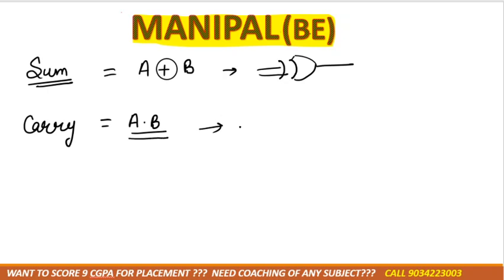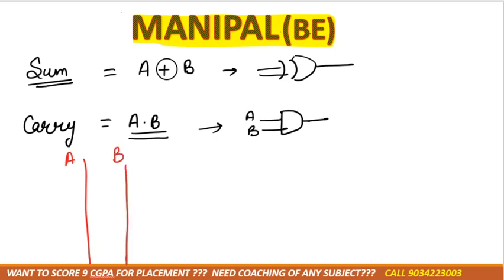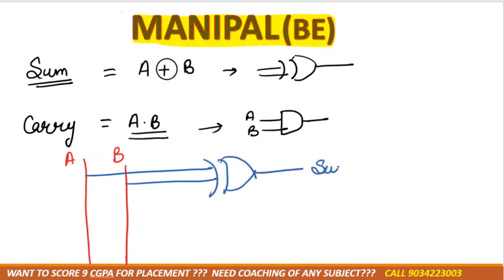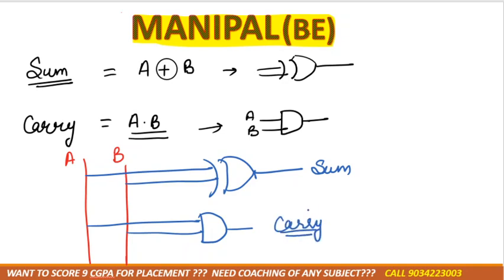This is the multiplication, so it is the AND gate, correct? And AND gate symbol is like this. So you can see that we'll have two inputs. One of the input is A, another of the input is B. So A XOR B, this is the output for the sum. Then A dot B multiplication, this is the output of the carry. So this is how we will realize the expression by using logic gates. Got it?